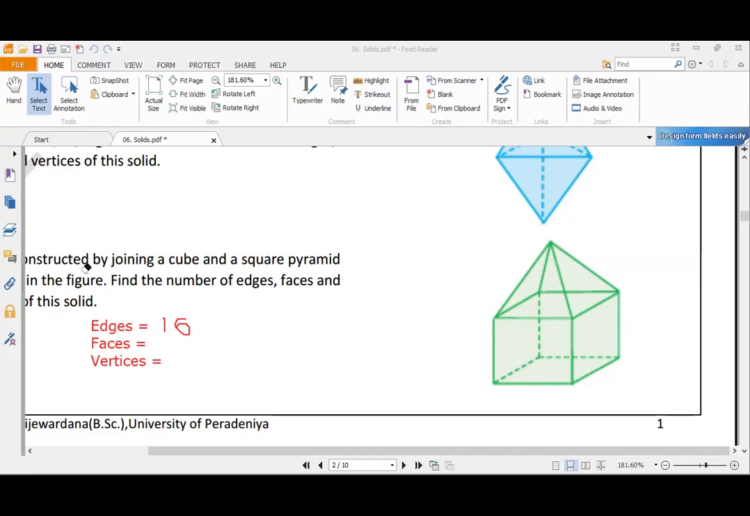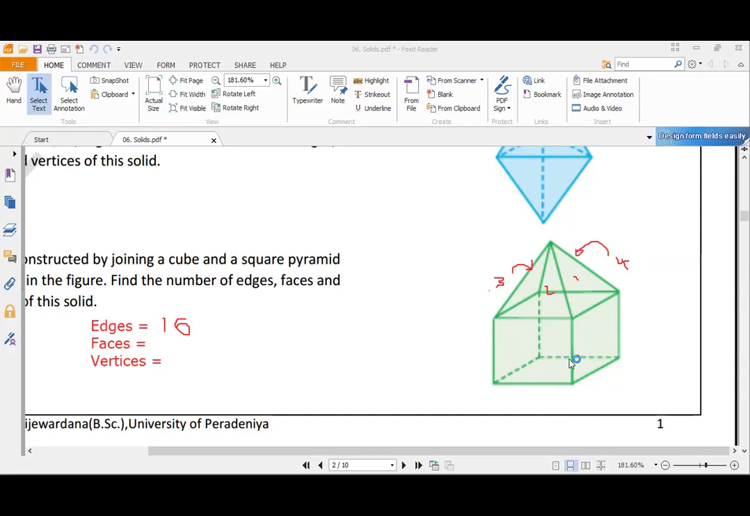Now I am going to count the number of faces. On top you have a pyramid. Except for the square below, we have 4 triangular faces. 1, 2, and here on the other side 3, and the back side 4. There are 4 triangular faces.